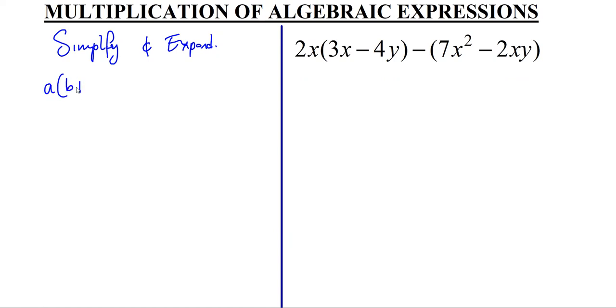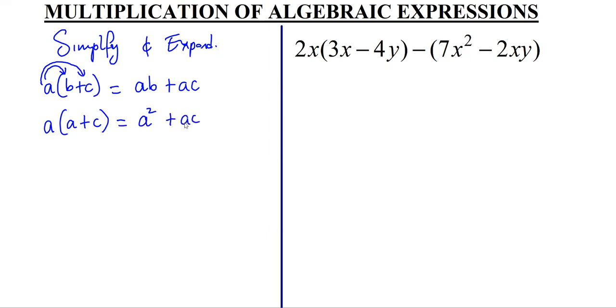So here, the rule that you need to know: let's say we have A, and inside we have B plus C. The answer will be A multiplying B, and the same A multiplying C, so it's AB plus AC. But let's see a condition where we have A outside and also A inside, plus C. Remember when we're doing exponents, A times A means you add the powers, so it's A squared. Then A times C is AC.